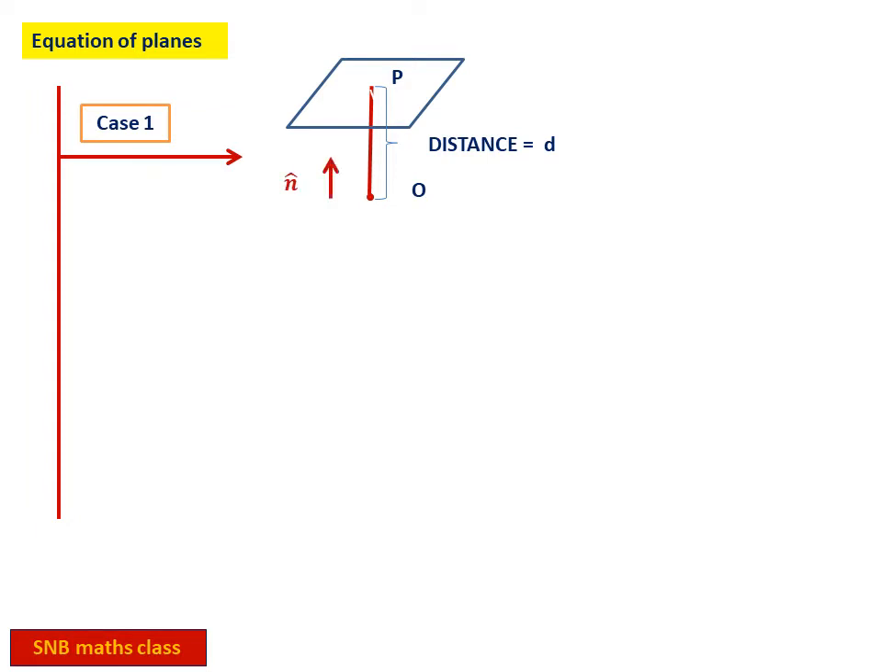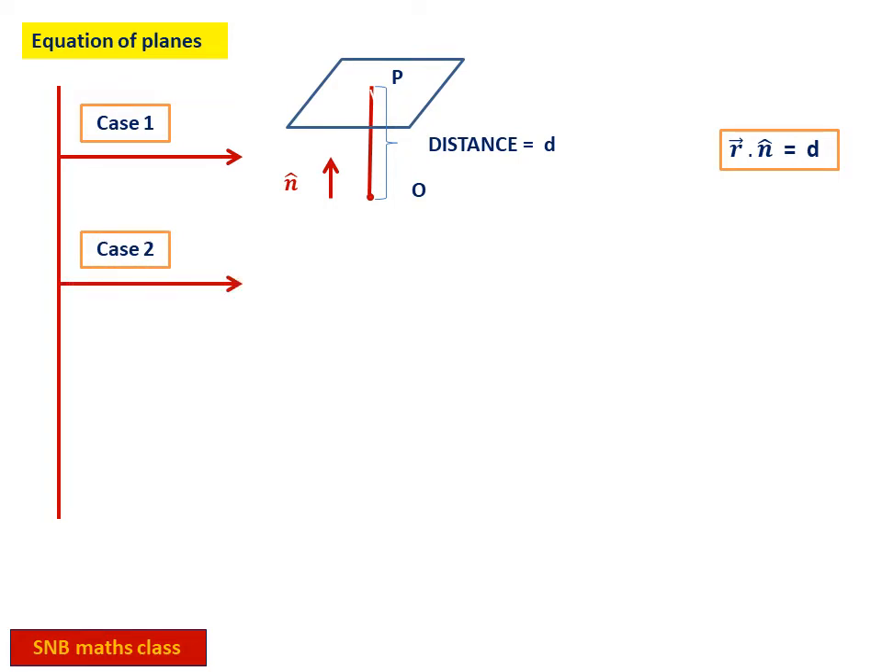And the second thing given is a normal n, that is a unit normal. When the cap is shown, it is a unit normal. Unit normal to the plane is given. It is along OP, so it is the unit normal along the plane. Now the equation of the plane is r dot n equal to d, where d is the distance. So this is one case.